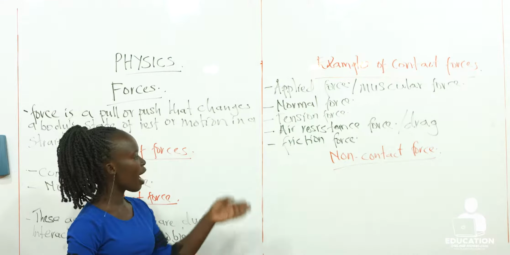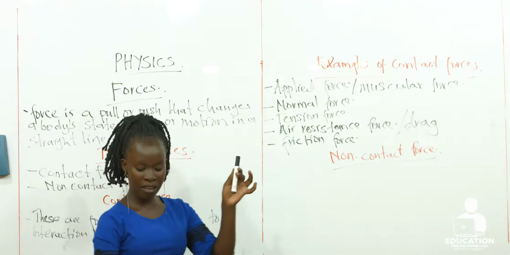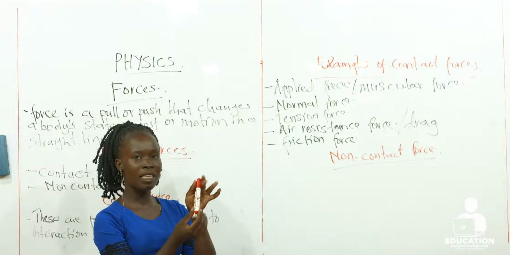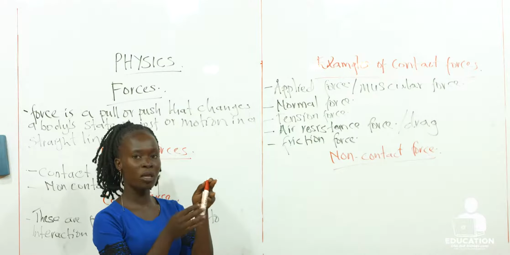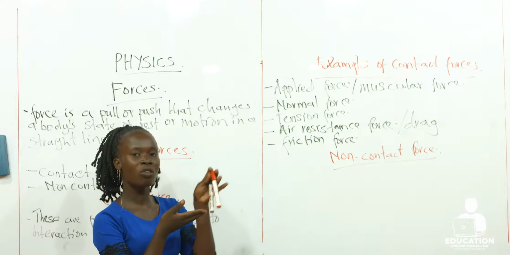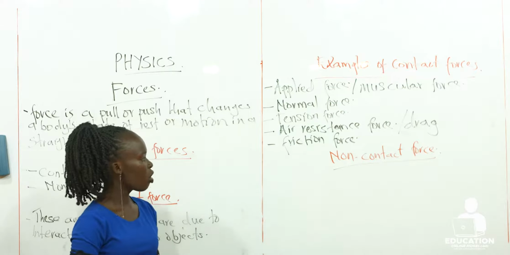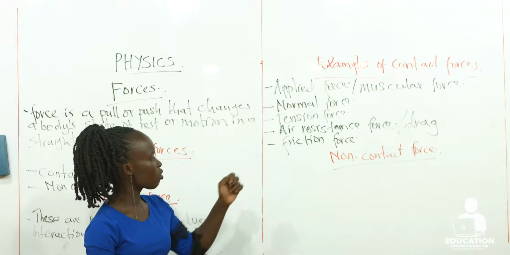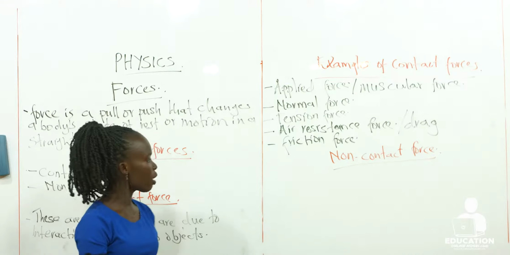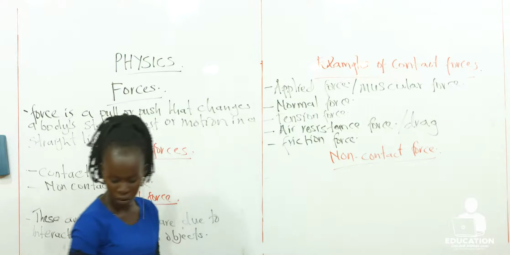So if they don't touch, that means they act through space. If I have this and this, and I don't put them together, but still they feel a force between them, that means this force is being transmitted through space. So if it is through space, what do you think could be examples of this kind of force? We can have one, which is the electric force.